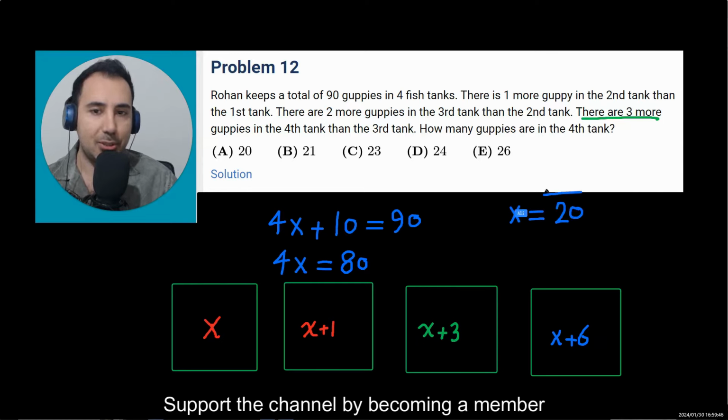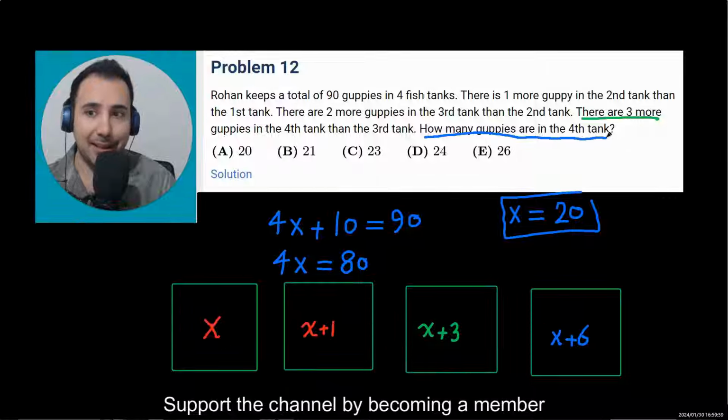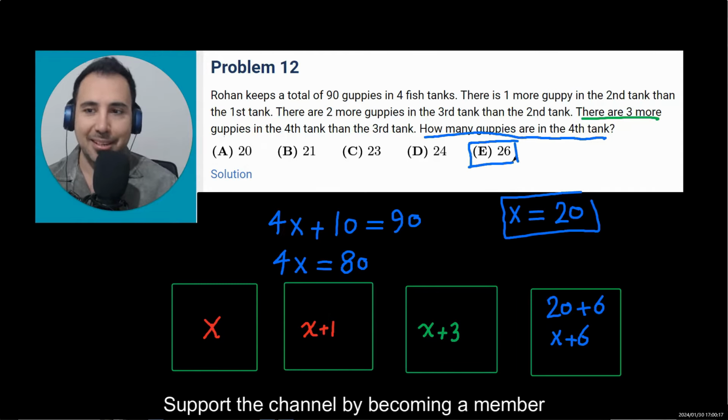Good. So should I go on and choose option A because I have 20? That's probably what a lot of students will do. But the question is saying, how many guppies are in the fourth tank, right? So you just have to add, x is 20, add 6 to it. So the last tank will be 20 plus 6. So it's actually 26. And I'm pretty sure some student will fail at this last part.